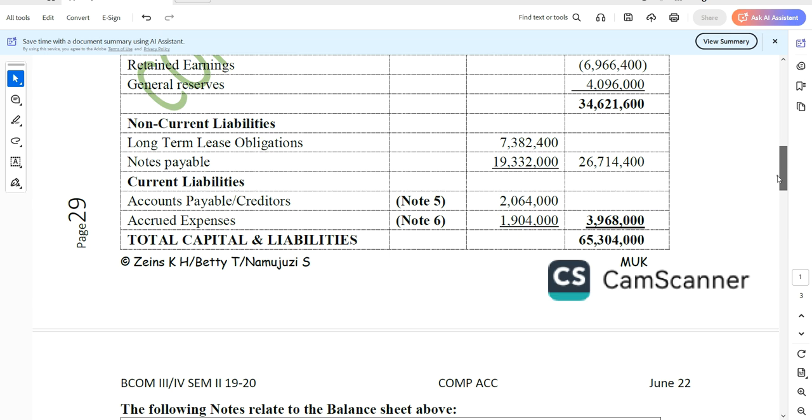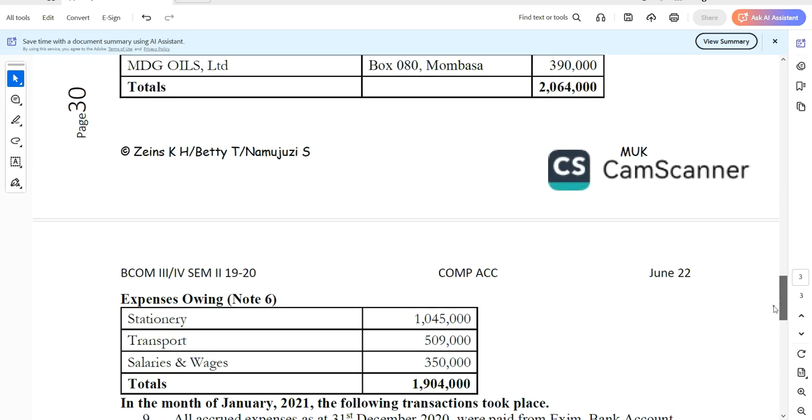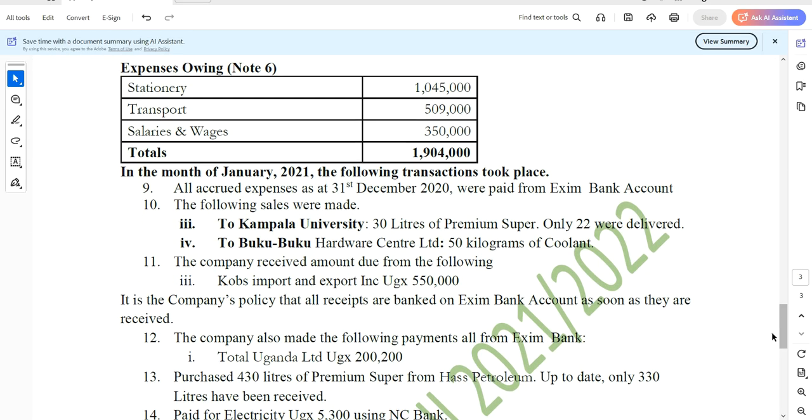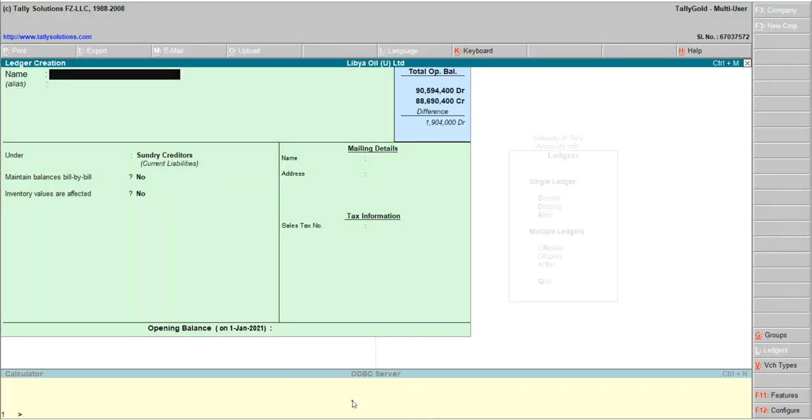Next item is accrued expenses, note 6. Stationery owing, transport, salaries and wages. These expenses we have incurred but not paid for, so create them. Create their ledger accounts very fast. So we have stationery owing.